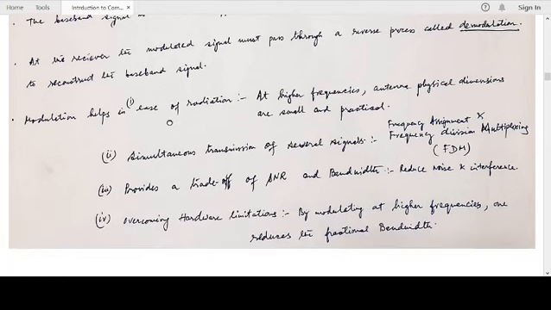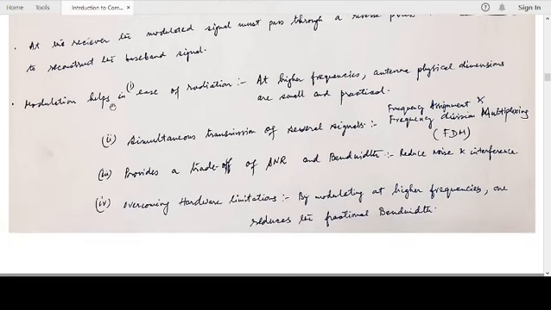So what does modulation help with? Modulation helps in ease of radiation. Typically, as we said, the physical dimension of the transmitting system, that means the antenna, should be at least a quarter wavelength or so. It cannot be much less; less than a quarter wavelength or 1/8 of a wavelength would be a very poor radiator. So you want an efficient radiator.